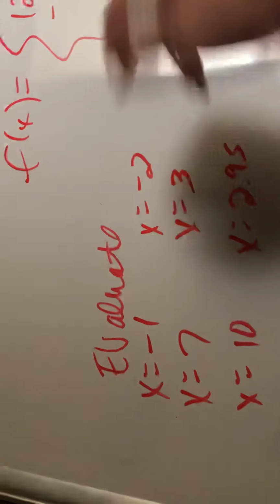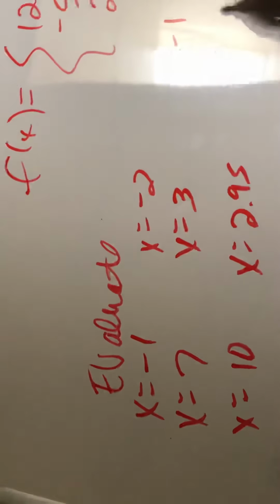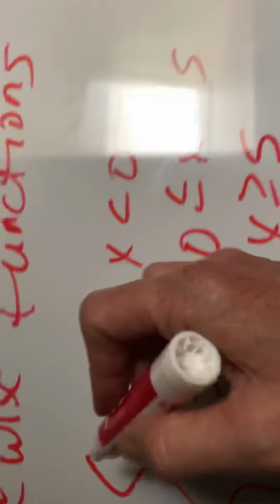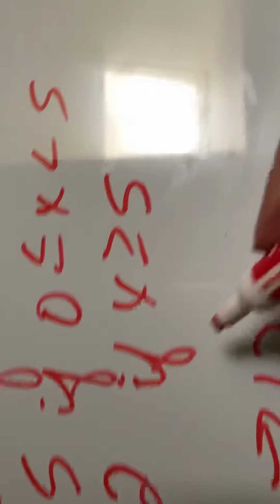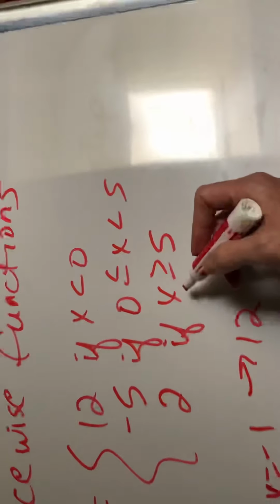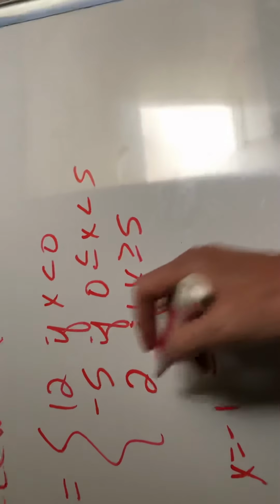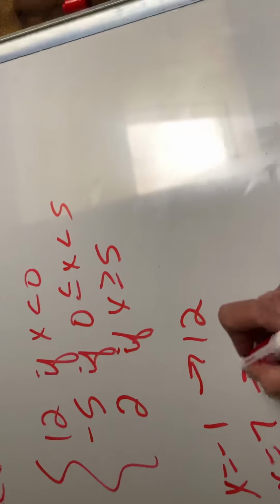Okay, so if x is -1, we follow the instructions. X is -1, that's less than 0, so my answer is 12. X is 7, so I follow my instructions. 7 is greater than or equal to 5, so that means my answer is 2. So if x equals 7, my answer is 2.